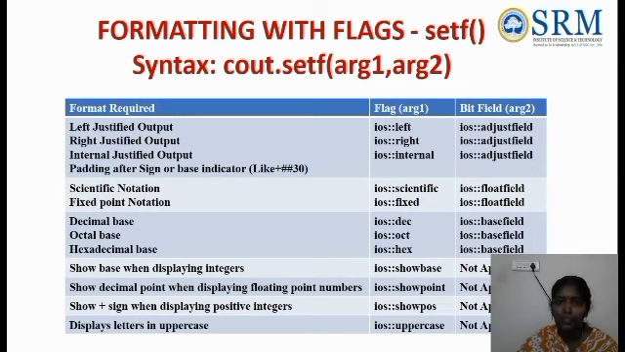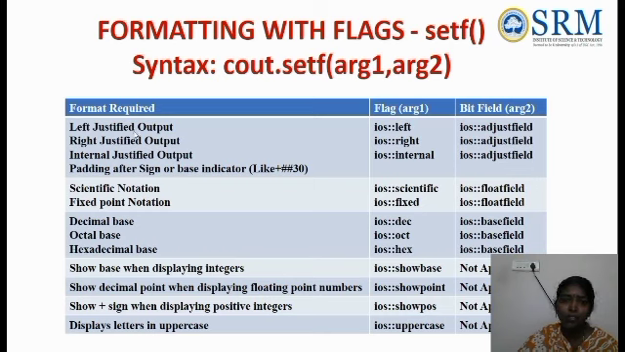Let's learn about formatting with flags using the setf function. The syntax for the setf function is cout.setf(argument 1, argument 2). Argument 1 represents the flag field and argument 2 represents the bit field. So for whatever functions we require in setf, we should give argument 1 and argument 2, and a few functions may not have argument 2. We can see all those things.